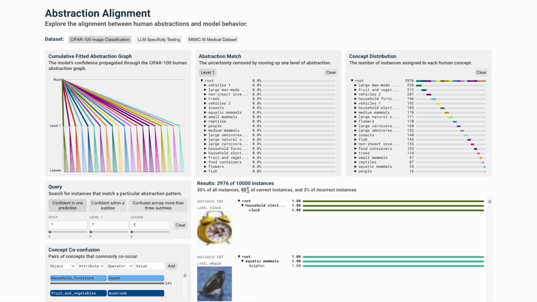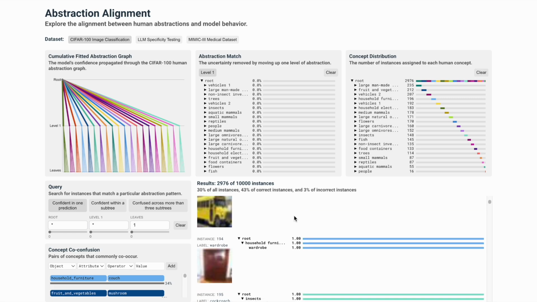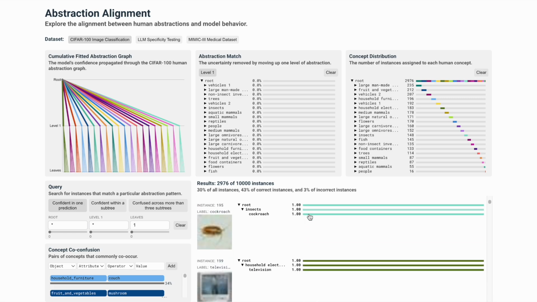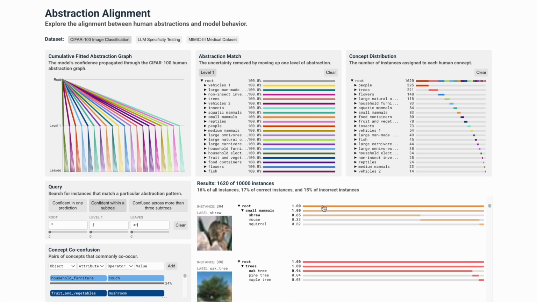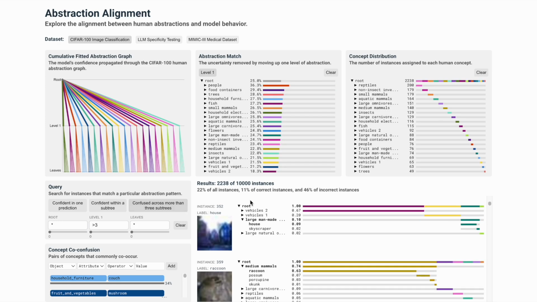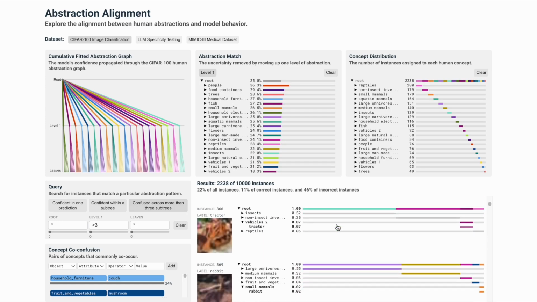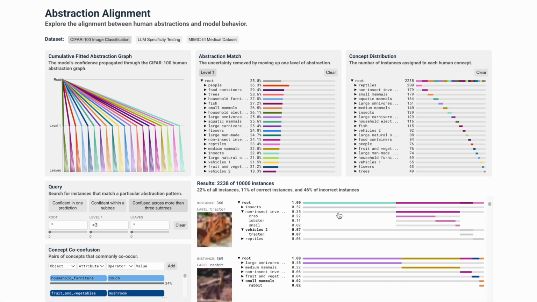In almost half of all correct decisions, the model is fully confident, but only 15% of mistakes are abstraction aligned, where the model's confusion is contained within a high-level human concept. Instead, in almost half of its mistakes, the model is confused across more than 3 high-level concepts, suggesting most of its mistakes are abstraction misaligned.